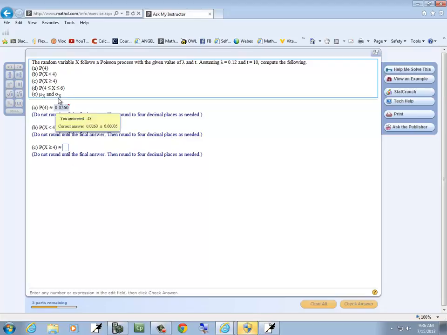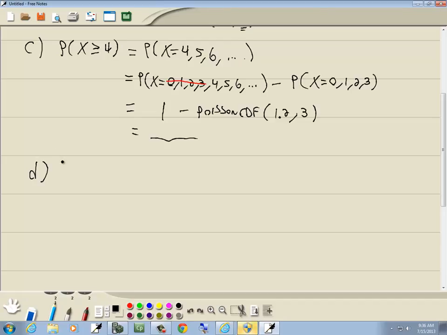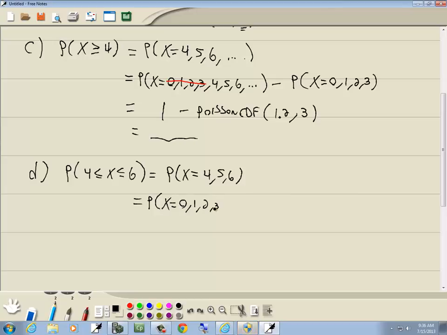And one more example. Let's show between 4 and 6, including 4 and 6. Let's first write down what that entails. That means 4, 5, and 6. It's not from 0 up to a number, and the only time I can use Poisson CDF is when it goes from 0 up to a number. So think of x is equal to 0, 1, 2, 3, 4, 5, 6. I want to end up with 4, 5, 6, so I'm going to subtract off x is equal to 0, 1, 2, 3. If I crossed off 0 through 3, that would leave me 4, 5, 6.